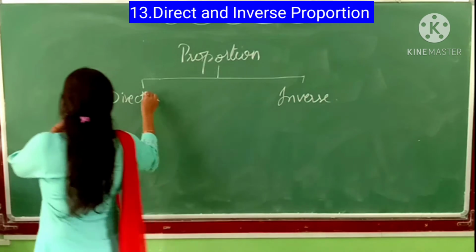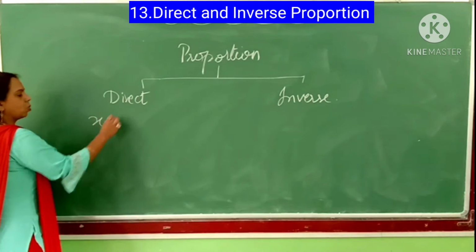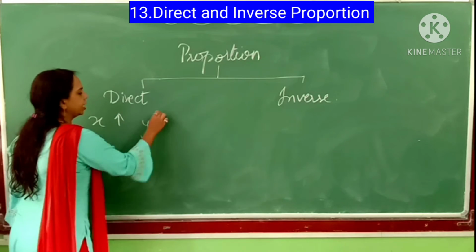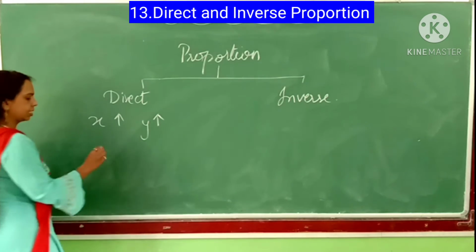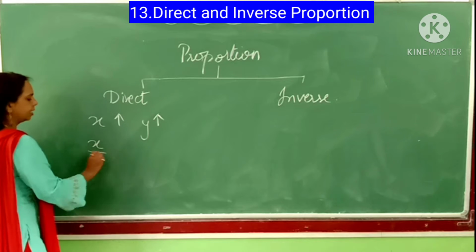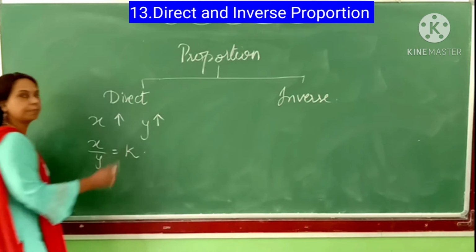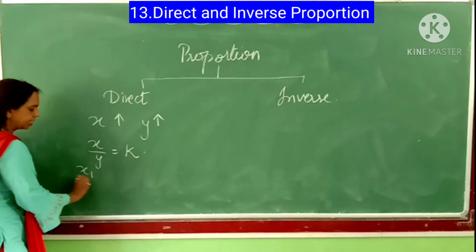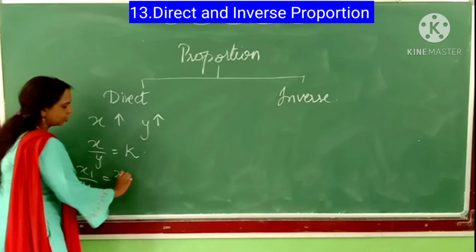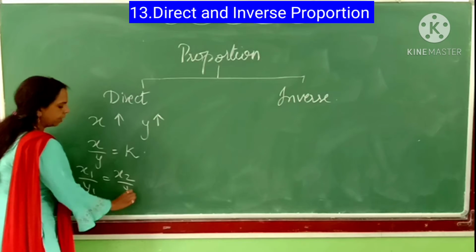Direct proportion means if one quantity is increasing, the other quantity also increases in such a way that the ratio of the quantities is one constant number k. That is, x1 upon y1 is equal to x2 upon y2.